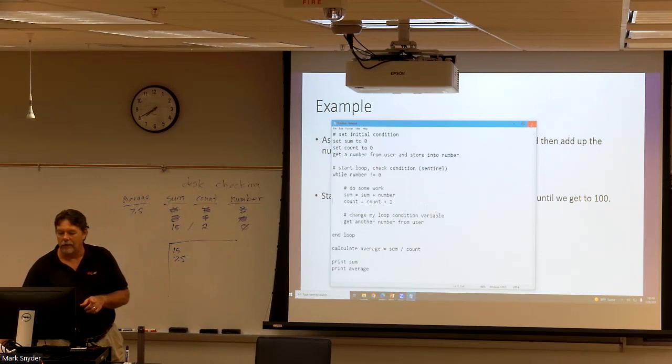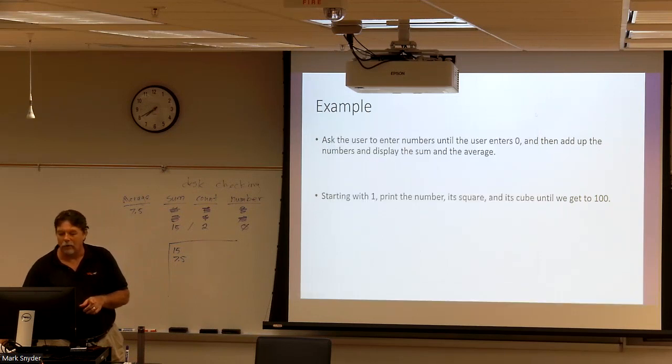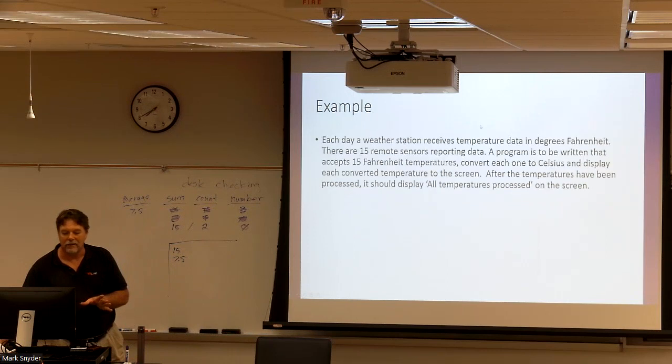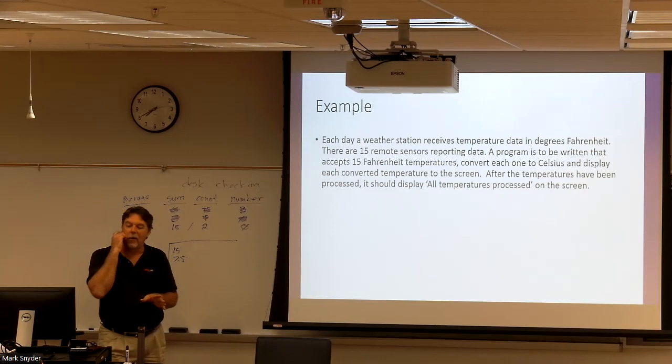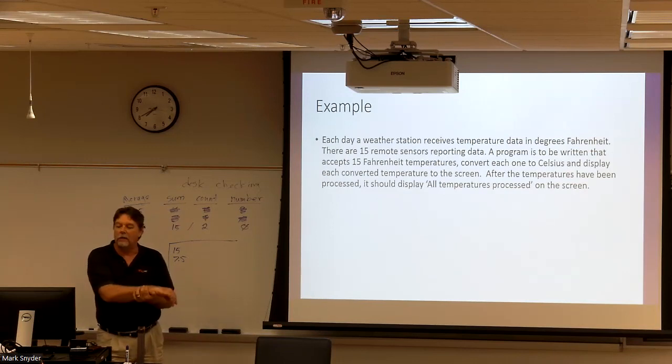So I've got other examples that I could go through, and you're going to see stuff like this. Here's a fun one. Each day a weather station receives temperature data in degrees Fahrenheit. There are 15 remote sensors reporting this data. Ooh, 15. They told us how many sensors there are. That's starting to feel like maybe it's going to be definite repetition.